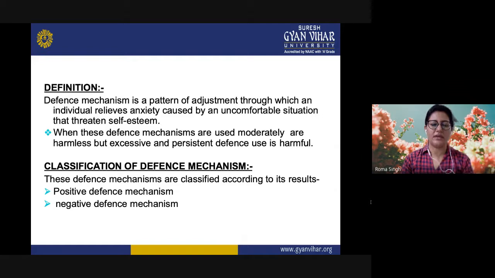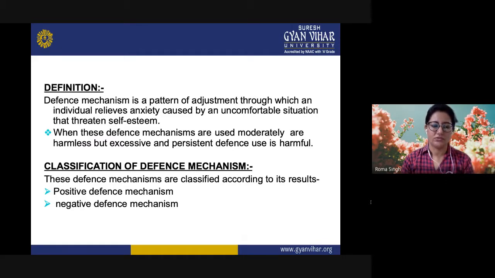So these defense mechanisms are classified according to their results, and this is why we classify them into positive defense mechanism or negative defense mechanism. So it is all based on the psychoanalytic theory given by Freud, and it protects a person from anxiety producing thoughts and feelings related to internal conflicts and other stressors.